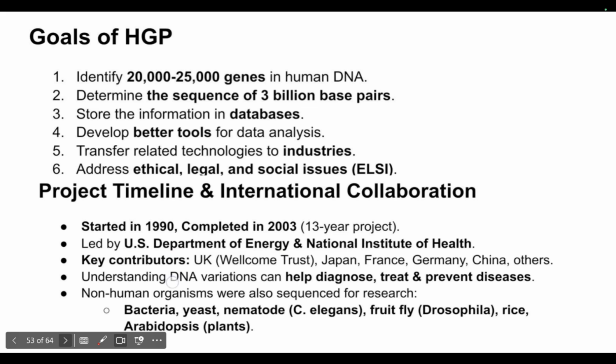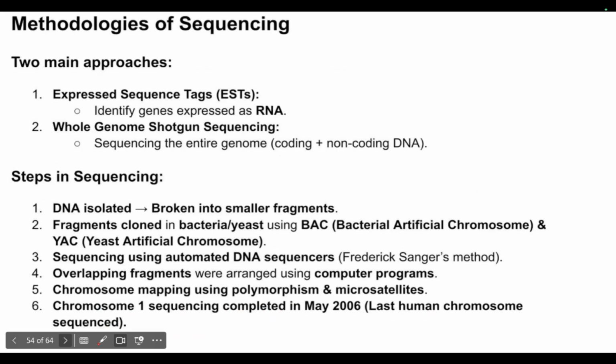Here, if we understand the DNA variation, it can help us to diagnose, treat and prevent several diseases. Later on, non-human organisms were also sequenced for research, and it included bacteria, yeast, nematode, fruit fly, rice and Arabidopsis, which is a plant. So the method used in DNA sequencing included two main approaches. One approach is the expressed sequence tag, which identifies the gene expression as RNA, and another is the whole genome shotgun sequencing, which means you are sequencing the entire genome including coding and non-coding regions.